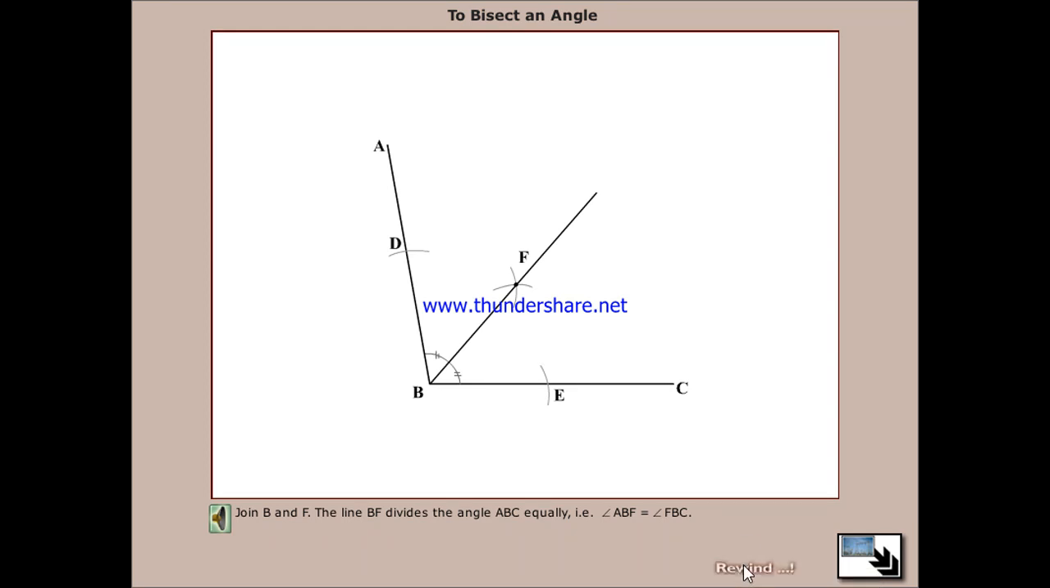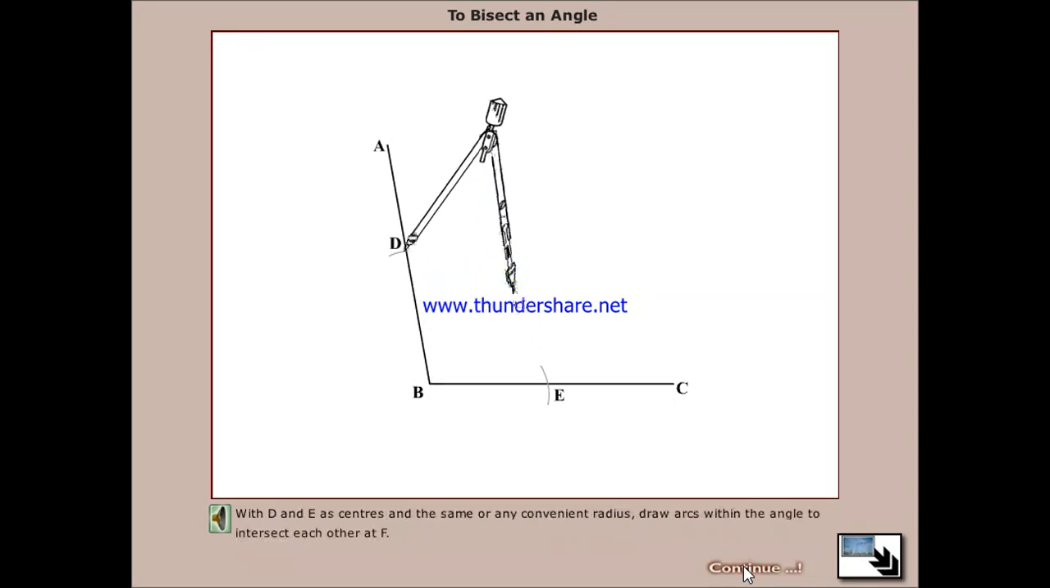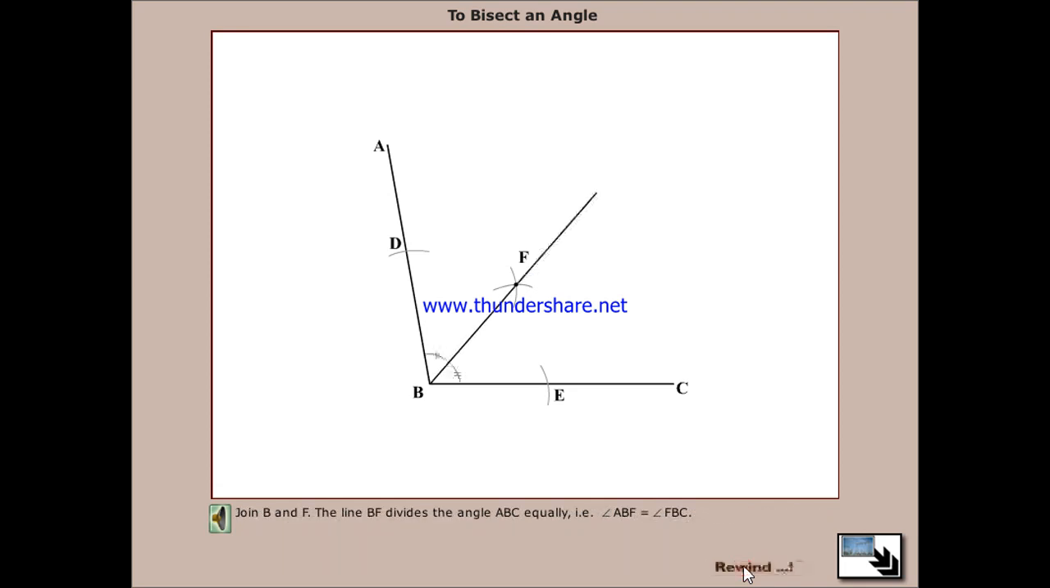Once again, draw the given angle ABC. With B as center and any radius, draw an arc cutting the line AB at D and BC at E. With D and E as centers and the same or any convenient radius, draw arcs within the angle to intersect each other at F. Join B and F. The line BF divides the angle ABC equally. That means angle ABF is equal to angle FBC.